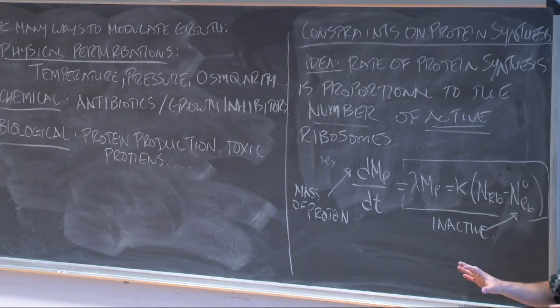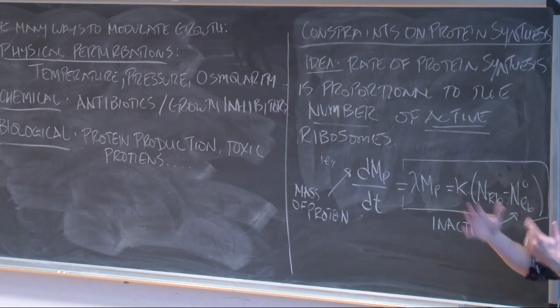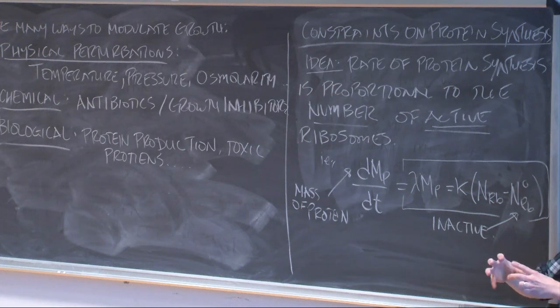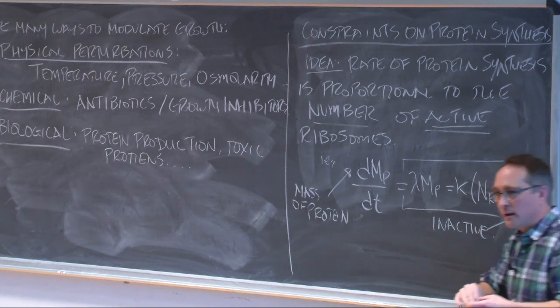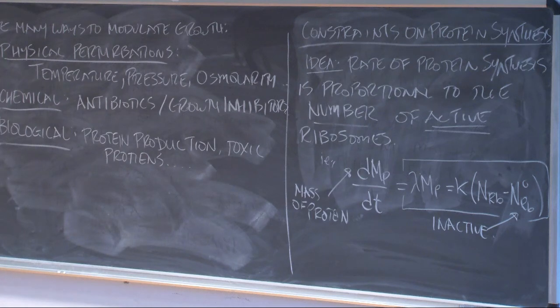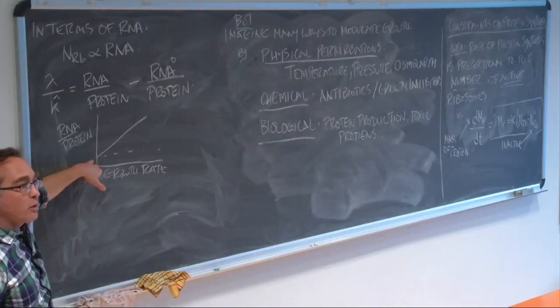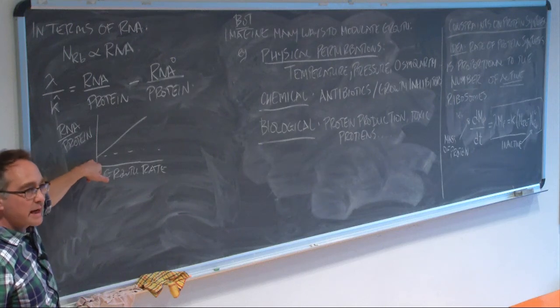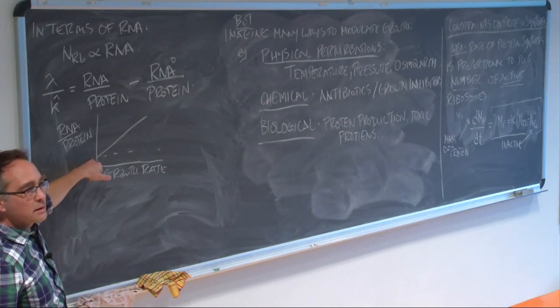So they're sitting there. They're not driving any synthesis. They're not catalyzing any production. They're just, you know, inert. But they're still made of RNA, and so they still count when you measure the total RNA. And so you still get this sort of offset. No matter what the growth rate is, you're still going to pick up some of these inactive ribosomes.